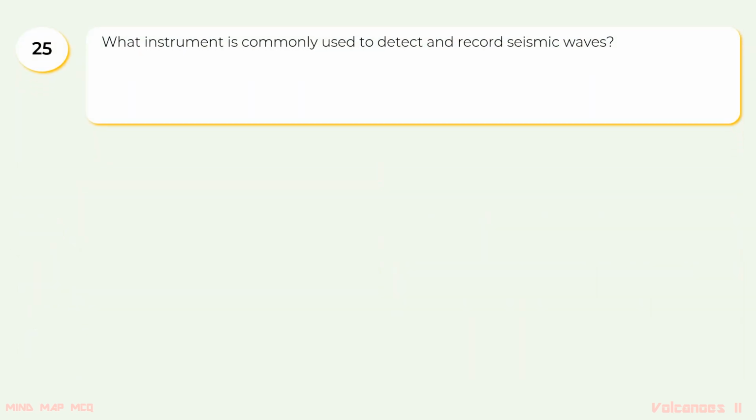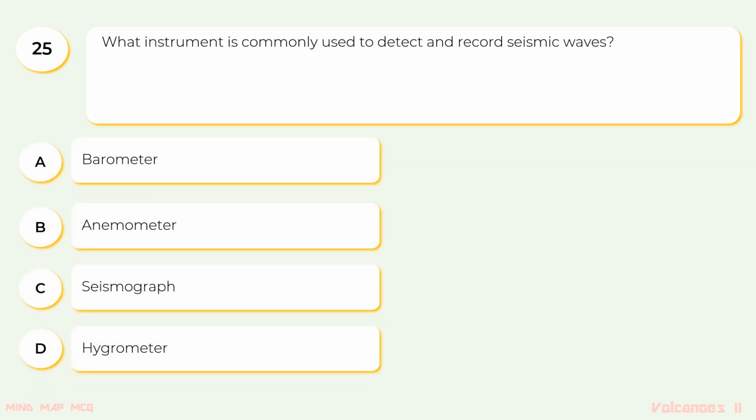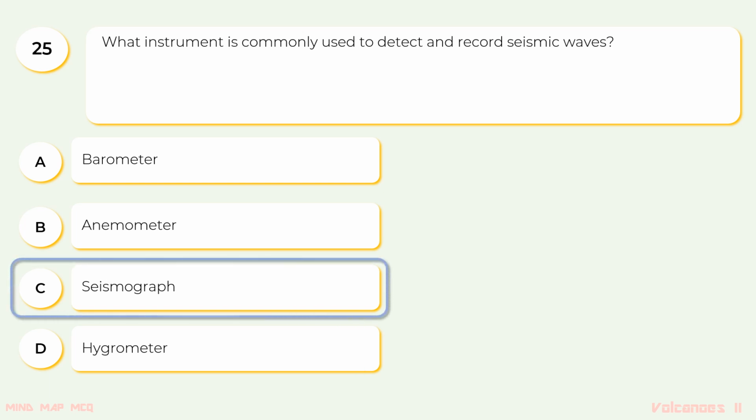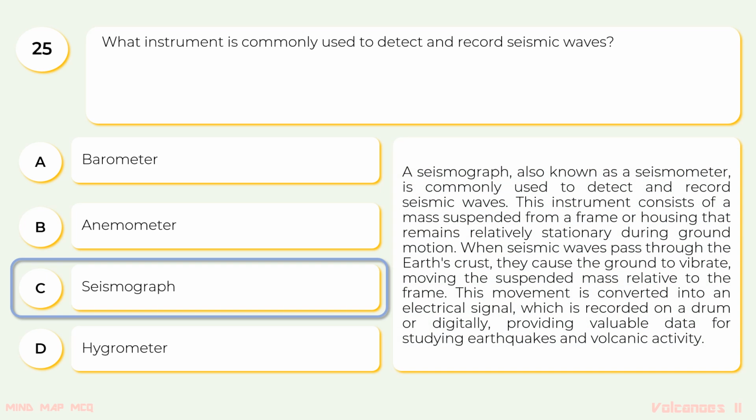25. What instrument is commonly used to detect and record seismic waves? A. Barometer, B. Anemometer, C. Seismograph, D. Hygrometer. The correct option is C. Seismograph. A seismograph, also known as a seismometer, is commonly used to detect and record seismic waves.